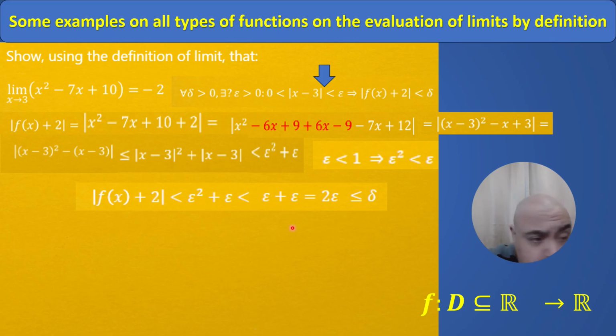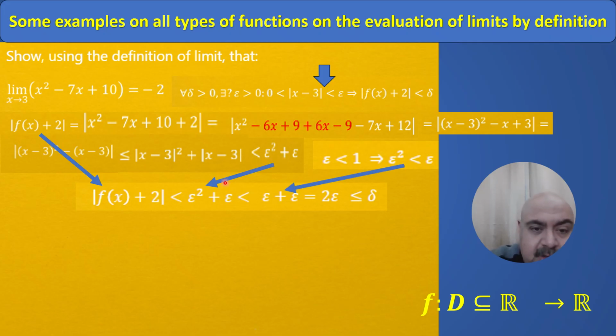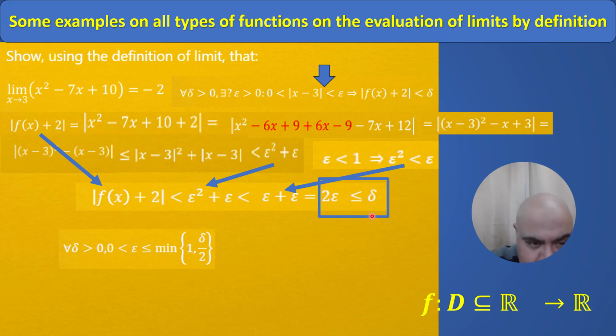So the inequality works fine, that |f(x) + 2| is less than epsilon, which for sure I can find is less than or equal to some radius delta. And the relation connecting epsilon and delta is now easy to find. That's the beginning of the problem, and that's the relation that I used between them. That's the end of the relation between epsilon and delta, as you can see.